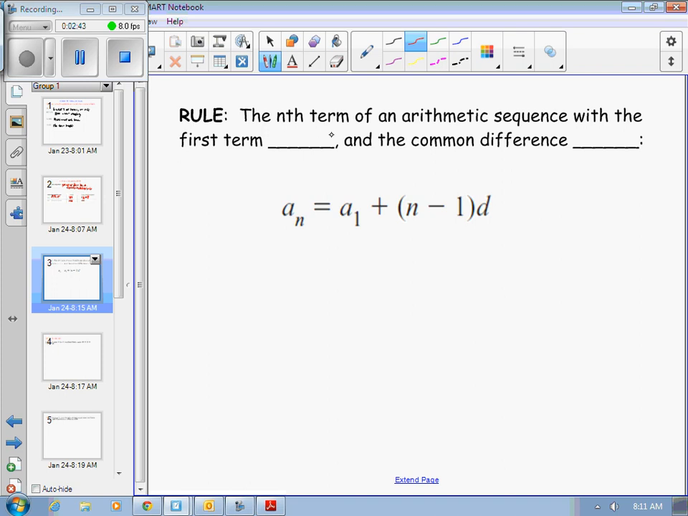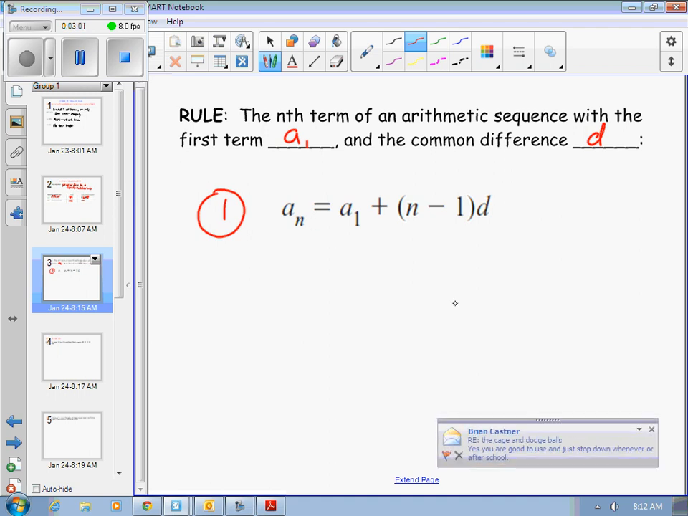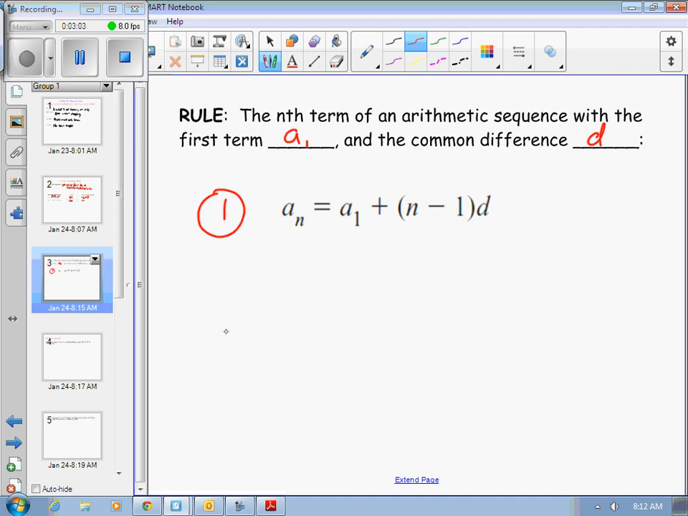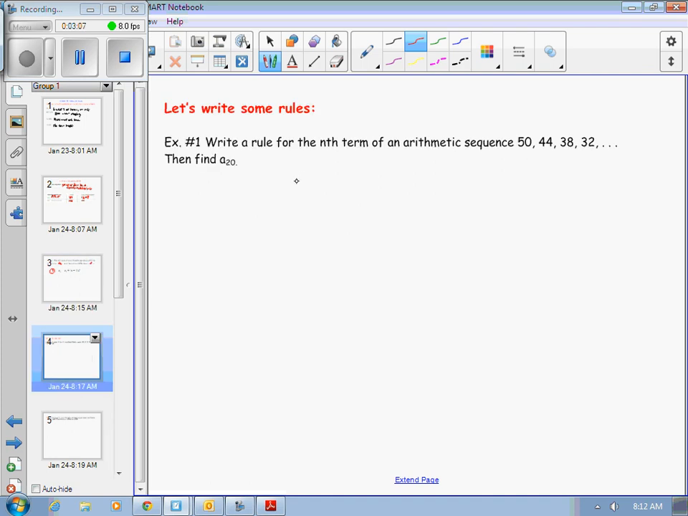The main thing we're going to do is write rules for these things. The nth term of an arithmetic sequence with the first term A1 and common difference D is this here. We're going to ask you to memorize a couple formulas. This is the first formula of the bunch that we would like you to memorize. So keep a note of this, put a star next to it, whatever it is that you need to do to draw attention to it for yourself.